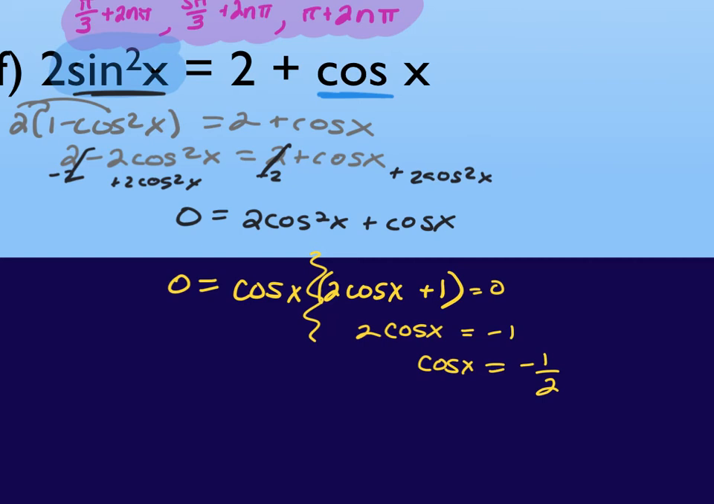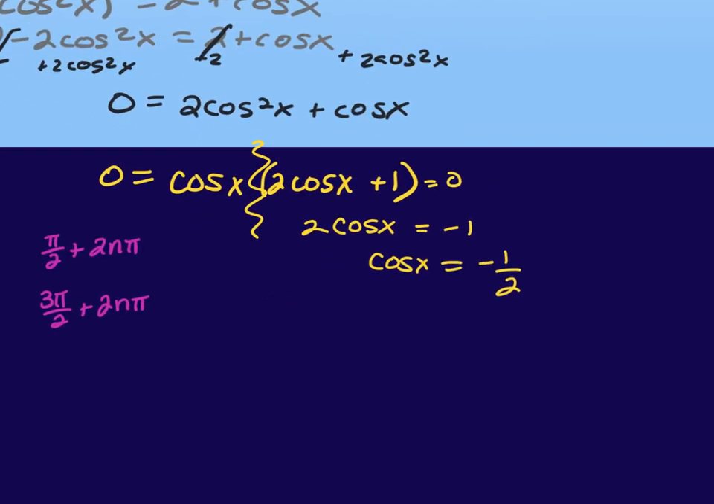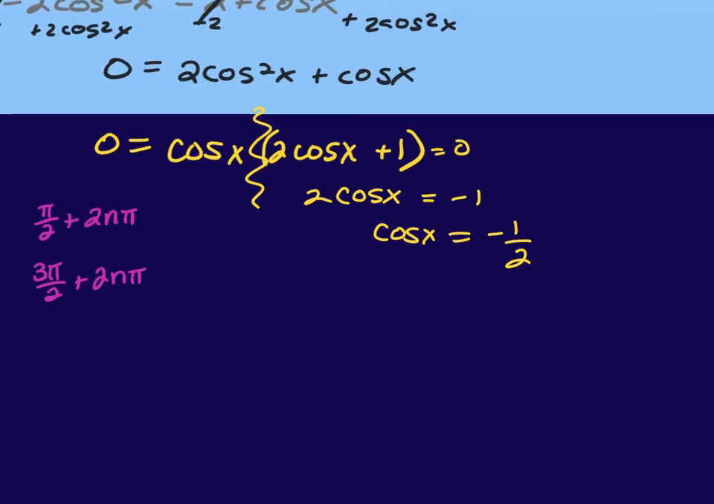And your cosine is 0 at pi and at 0. Nope, sorry, just kidding. Your cosine is 0 at pi over 2 and 3 pi over 2. And your cosine is negative 1/2 at 2 pi over 3 and 4 pi over 3.